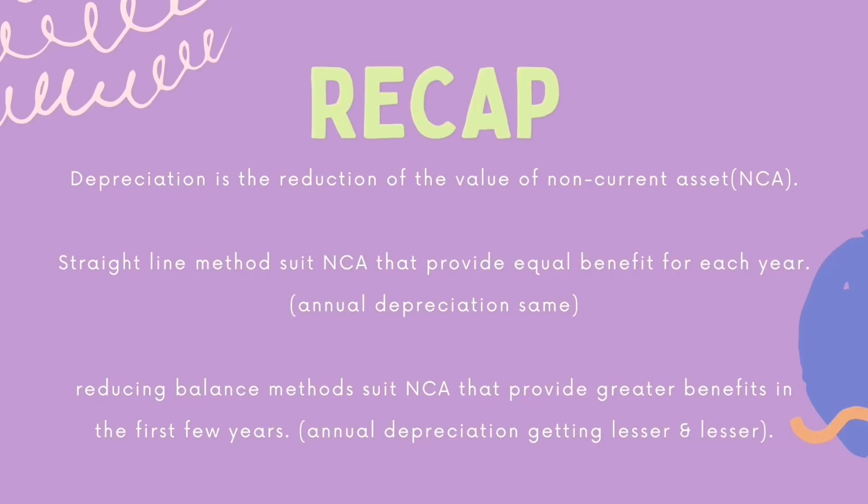Alright, let's have a quick recap. So depreciation is the reduction of the value of a non-current asset. Straight line methods suit non-current assets that provide equal benefit for each year, where annual depreciation will be the same. However, the reducing balance method suits non-current assets that provide greater benefits in the first few years, like motor vehicles and robots, so the annual depreciation is getting less and less in the following years.